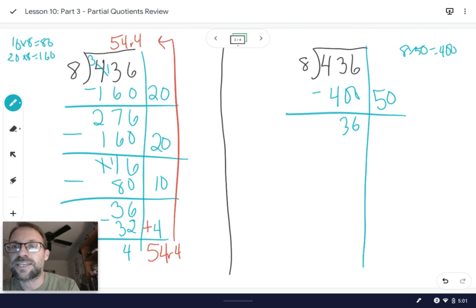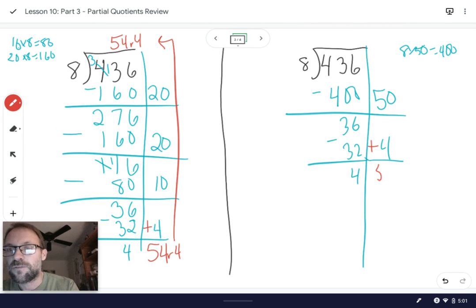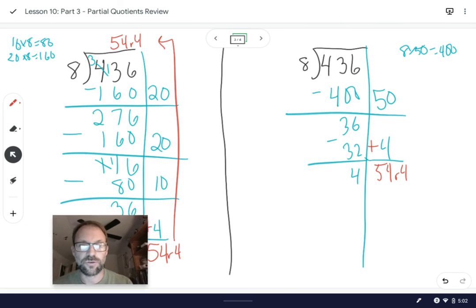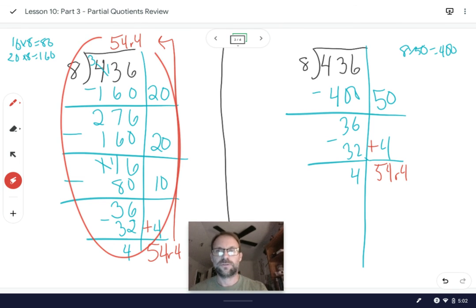Subtract 36. And then I use my reflex math facts. 4 times 8 is 32. And get 4. And then I'll just add up my partial quotients. 54, remainder 4. Do you see the difference? Just look visually at the difference here in these two problems. Look at this. We have this work here or that work there.